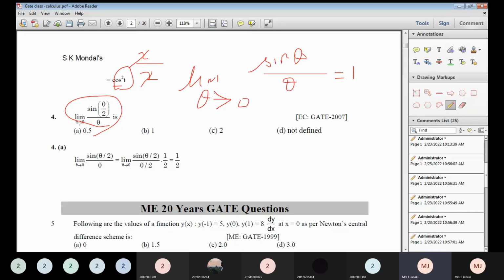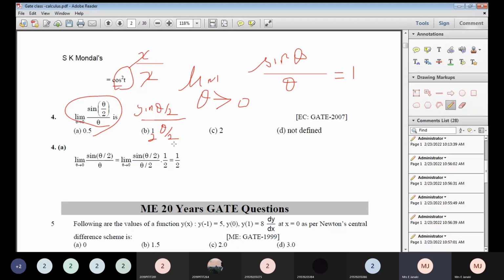But here we cannot use the result directly because the theta is different. In the numerator and denominator, the theta value must be the same. Here it is sine theta by 2, and in the denominator only theta exists. So you have to rearrange the term: multiply and divide by 2 in the denominator. The numerator is already sine theta by 2, and we cannot make any change in the numerator, so we will do it only in the denominator. Write the denominator term, theta, as theta by 2 into 2.